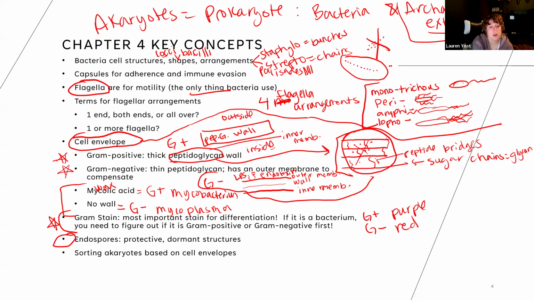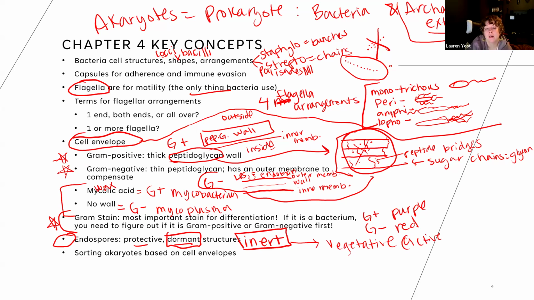Next is our endospores. Endospores are protective dormant structures. They are completely dormant. They are completely inert. If you are in endospore form, you aren't doing anything. You're not making toxins. You're not multiplying. You're not doing anything. You are literally just sitting there. The only thing that endospores can do is become vegetative. That's it. Vegetative are active. They are multiplying. They are making toxins and infection.